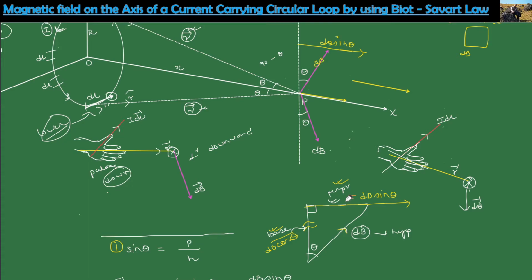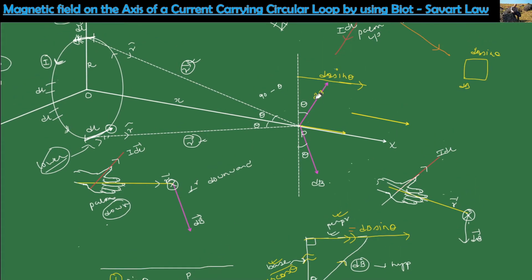If you look at the upper diagram, the direction of dB sine theta is along this direction. That is why I have represented it by this vector. And the direction of our dB cos theta will act in the upward direction. This direction will be dB cos of theta. So we have resolved the components.